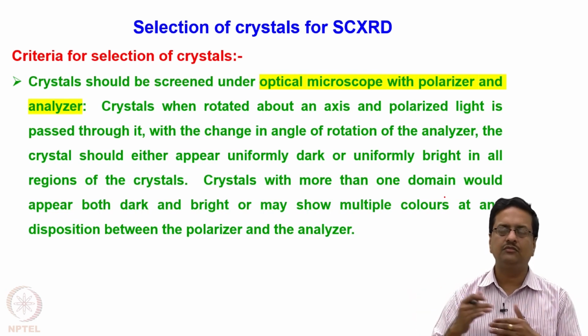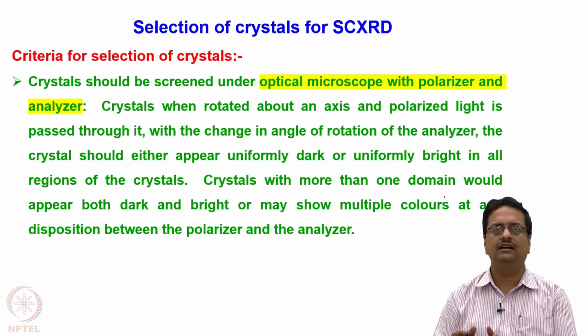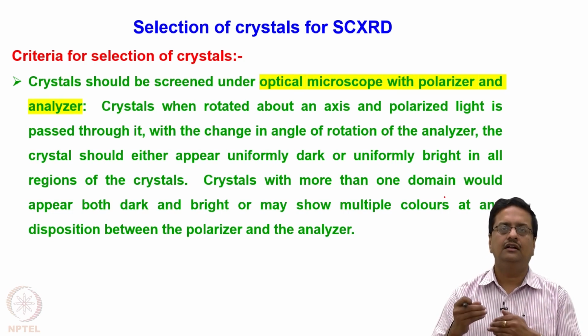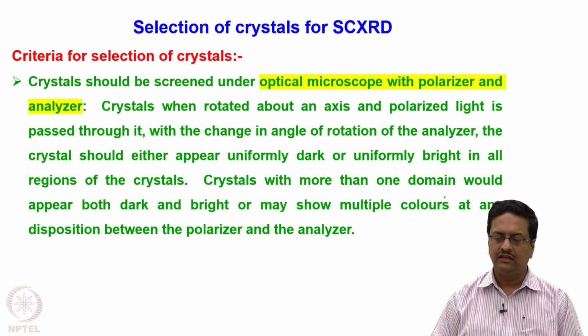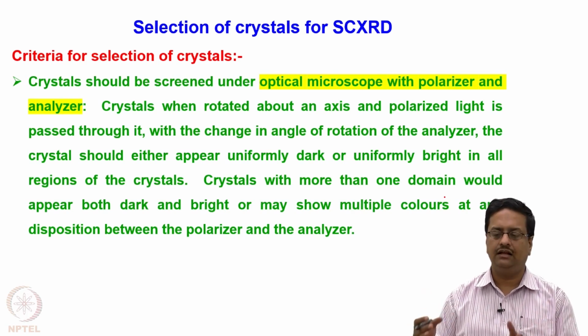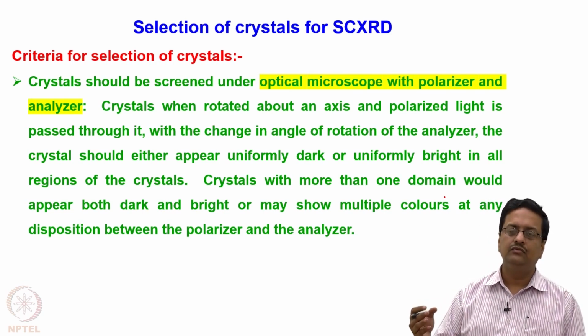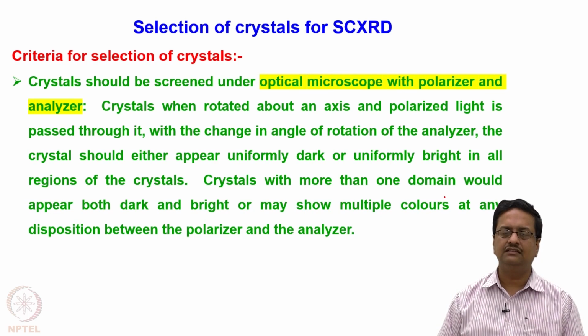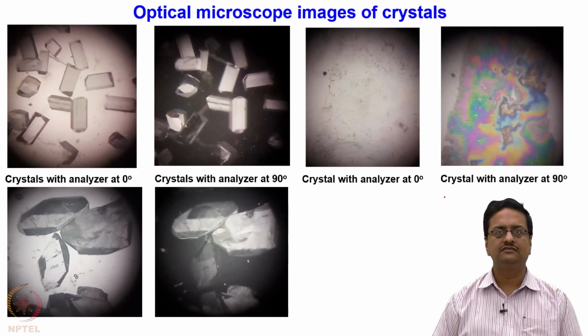It should not show multiple colors at different regions of the crystal, or show bright and dark regions simultaneously in the crystal under one particular condition of the analyzer and polarizer. So crystals with more than one domain would appear dark and light simultaneously, or may show multiple colors with one particular setting of analyzer and polarizer. Let us see with some examples.